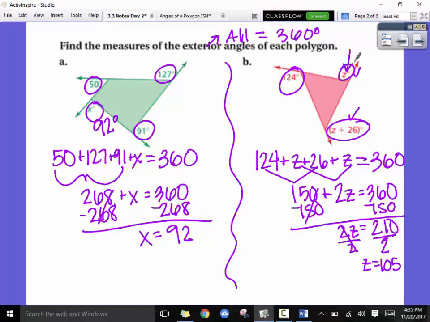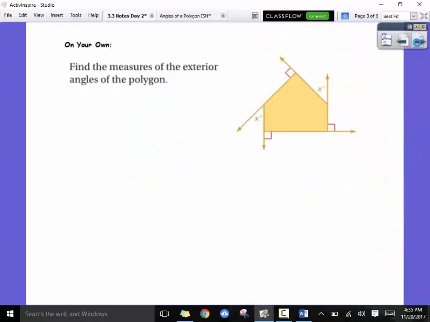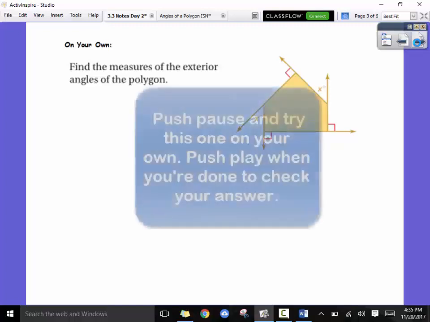So this one, z, is easy. That's 105. This one, z plus 26, means 105 plus 26, which is 131 degrees. Make sure you go back and check if it's asking you to find just x or the angle when you have to plug x in. And on your own, you can go ahead and try this one. When you are done, push play, and then you can see if you got your answer right. So go ahead and push pause right now and try this one.